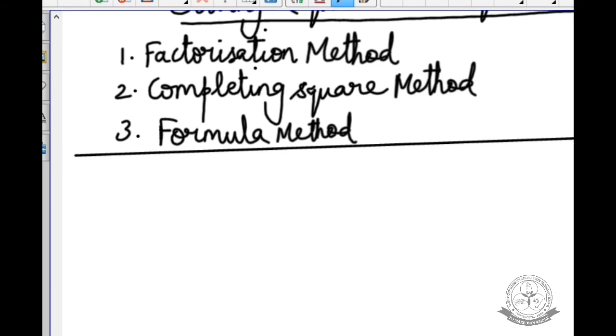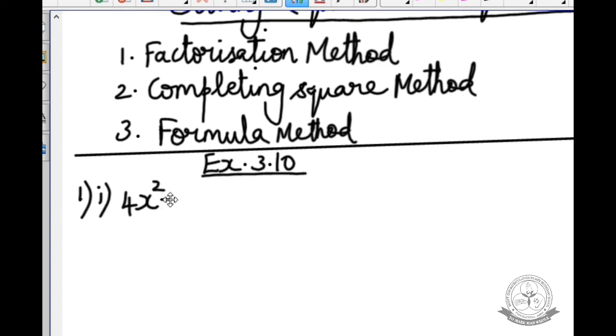So in factorization, when you factorize, find the sum and product, you find out the factors. Factors are equated to 0. Then you will get the answer for the variable. So exercise 3.10. First question. Solve the following quadratic equations by factorization method. First one, first subdivision. 4x squared minus 7x minus 2 equal to 0.